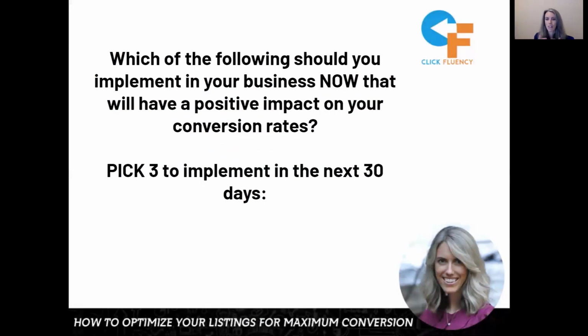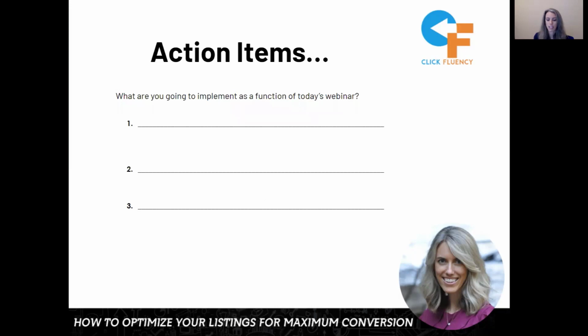Okay, so now this is another part where, like I said, I want this to be something that you can take away things today. So I want you to think, which of the following should you implement in your business now that will have a positive impact on your conversion rates? I know I've shared a lot of ideas, but I want you to think of three different things that you can do in the next month to help. So go ahead and write, what are those 3 things that you're going to implement as a function of what you've learned so far today. Okay, so I'm going to give you about a minute to do this.